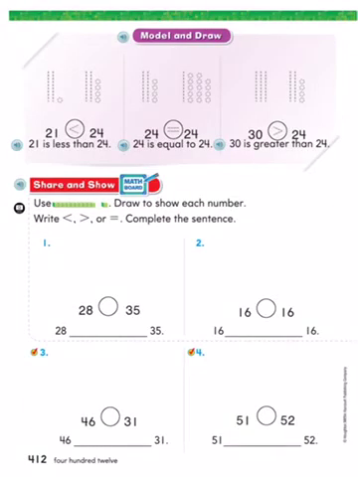I am on page 412 in your Go Math workbook now. And if you look down here, it says use 10 sticks and cubes, draw to show each number, write less than, greater than, or equal to, complete the sentence. So if you look up here, these are kind of our examples to help us out, okay? We don't just trace them just to trace them. We trace them to help us figure out how we're going to do this up here, and then how we're going to do the same kind of thing down here on numbers 1, 2, 3, and 4.